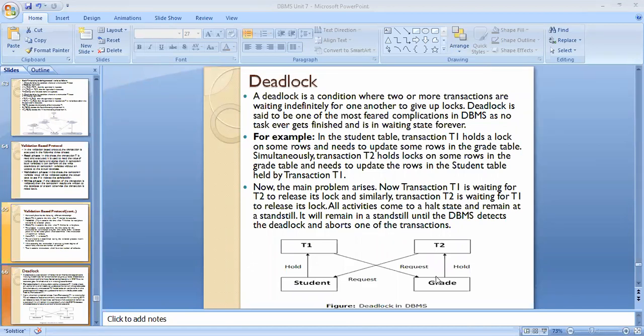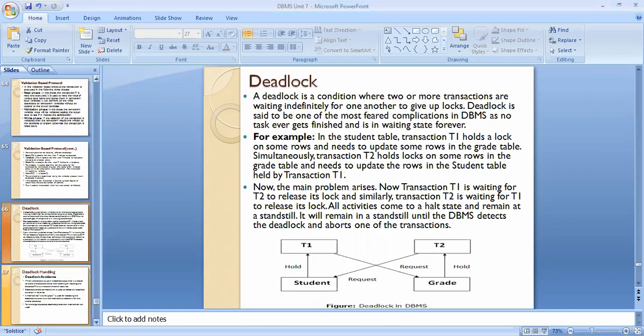Now the main problem arises. The transaction T1 is waiting for T2 to release the lock, and simultaneously transaction T2 is waiting for T1 to release its lock. All the activity comes to a halt and remains at a standstill. That is nothing but a DBMS deadlock being detected. And we have to abort all the transactions at that time if we can't solve that deadlock.